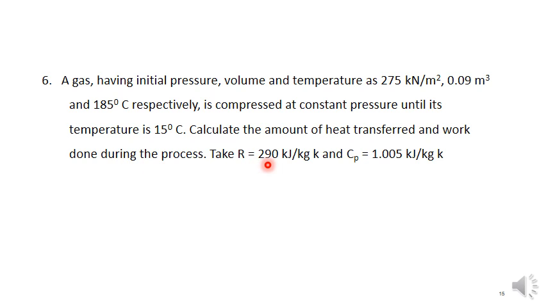And they gave the R value and Cp value also. If you know these two values, automatically we know the Cv value and gamma value also. The relation between the specific heats and the gas constant is Cp minus Cv is equal to R. So given the data, we have to calculate the amount of heat transferred and the work done during the process, so dQ and dW.